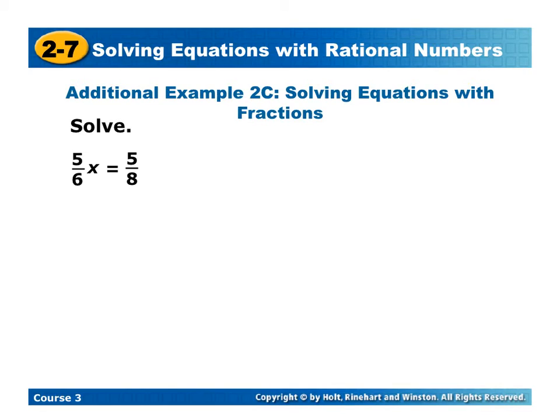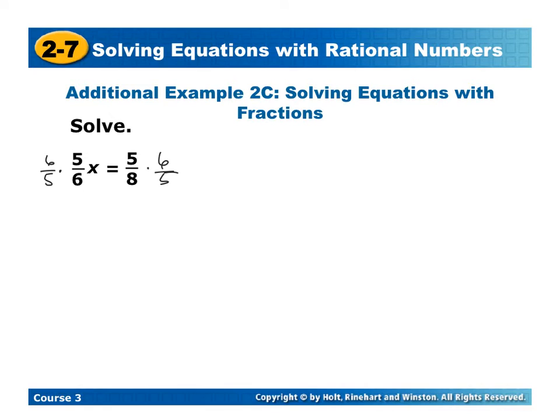Now here we have 5/6 times x. So to undo multiplication, we would divide. But remember our rules, when we're dividing by a fraction, we actually multiply by the reciprocal. So instead of bothering to write the division, we're just going to skip that step and multiply by the reciprocal right away. So I'm going to change this and multiply both sides by 6/5.